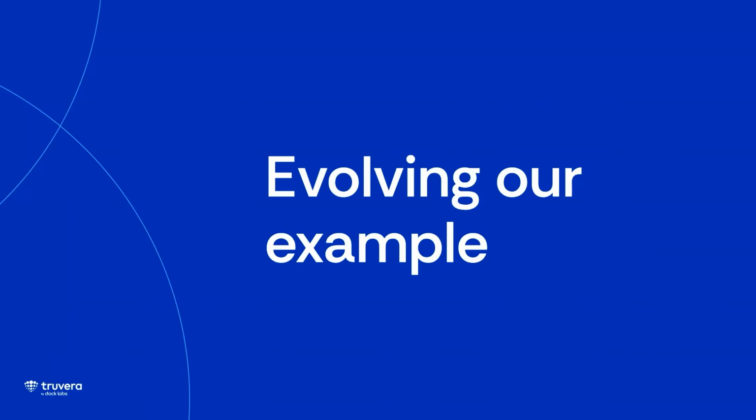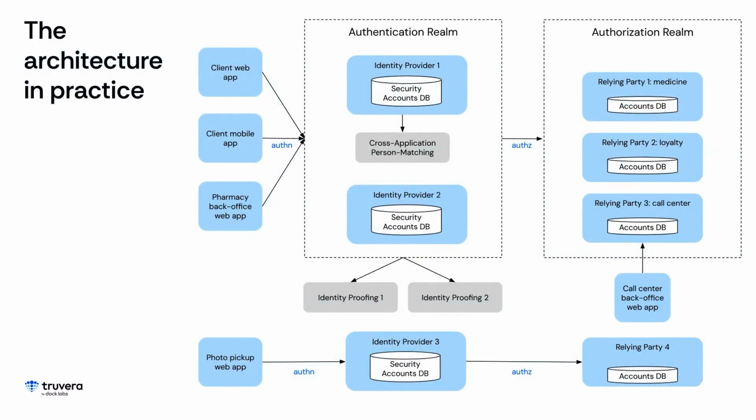So now that we understand how the wallet's going to work, let's evolve. Let's look at that original example and figure out how we're going to evolve it. So we have this architecture. It's kind of messy, but it's pretty realistic. And we want to think, how do we make this easier by using credentials, by moving towards an ecosystem of data?